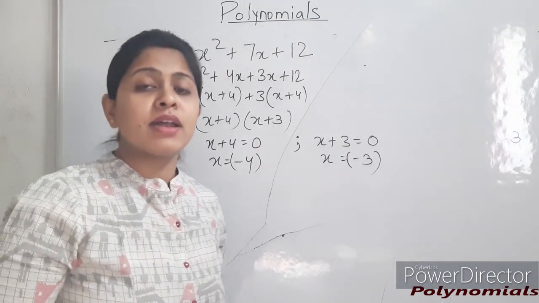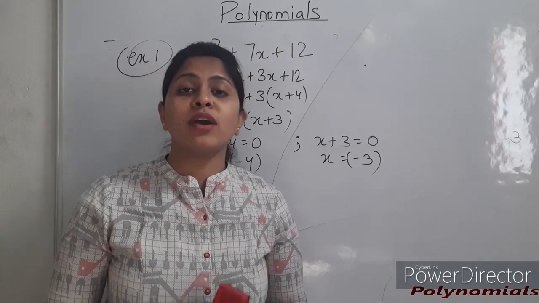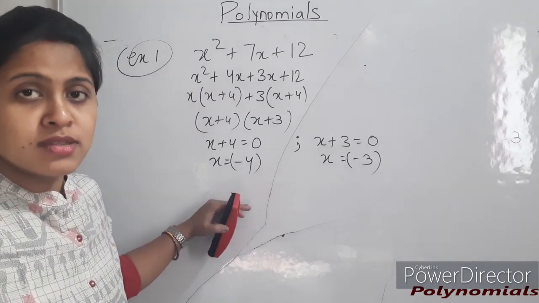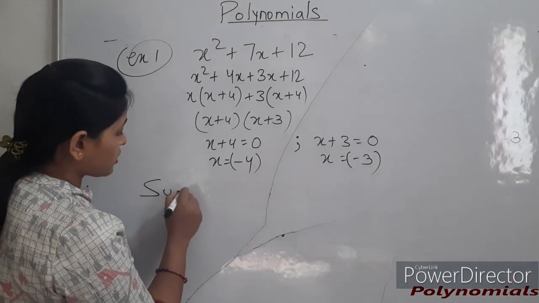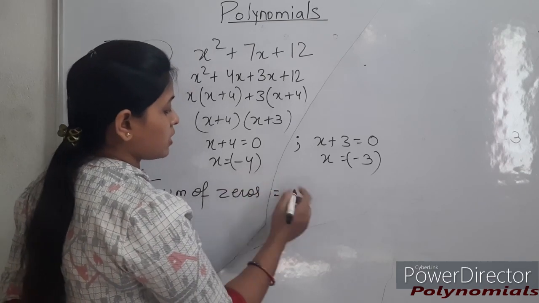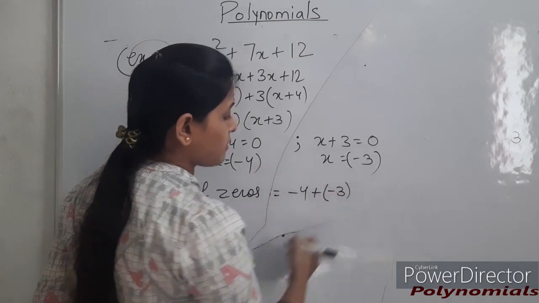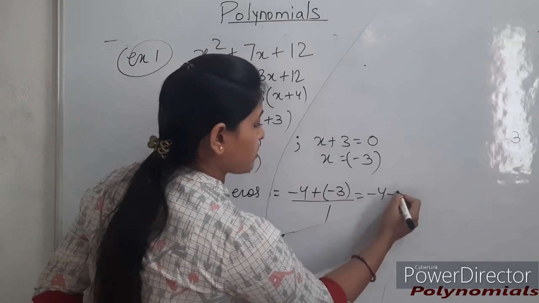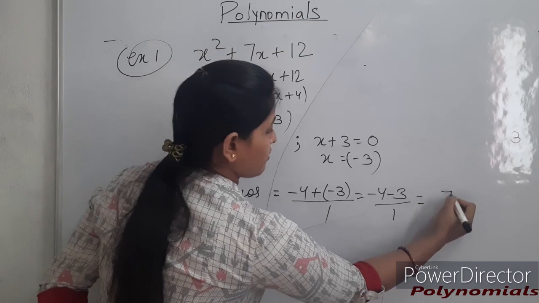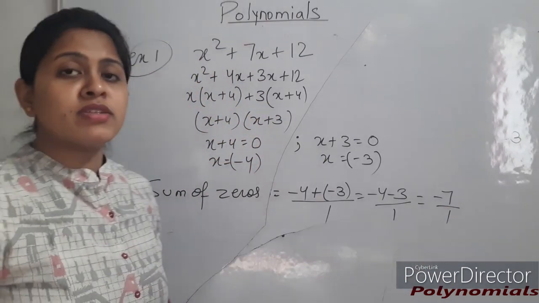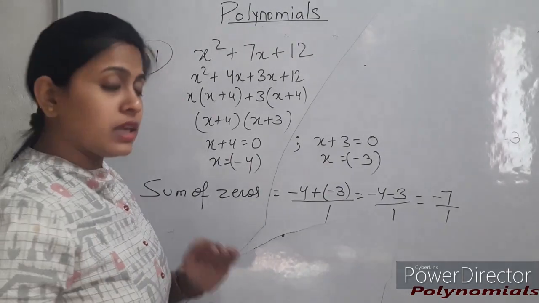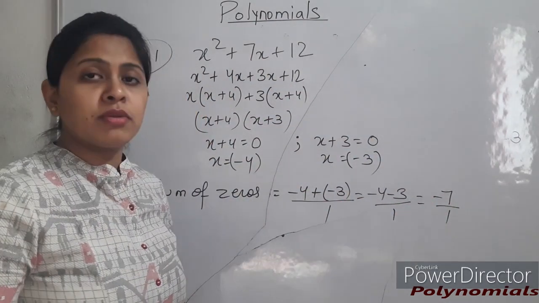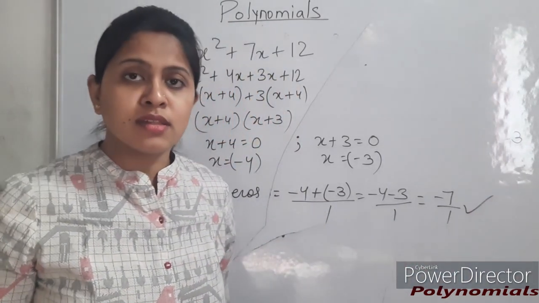Now, what was the second part of the question? Verify the relation between the coefficients and the zeros of the polynomial. As I just told you, we should check the sum of zeros. The sum of zeros is equal to minus 4 plus minus 3, divided by 1, which is minus 7 by 1. Our formula for the sum of zeros is minus the coefficient of x in the numerator. The coefficient of x is 7, with minus here, and in the denominator it should be 1. So the sum of zeros is correct.